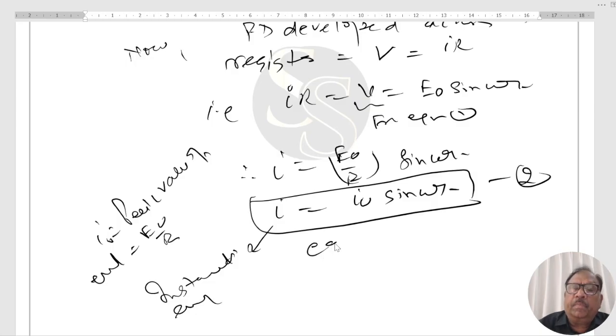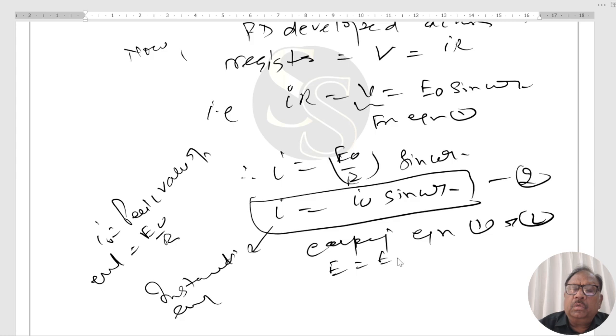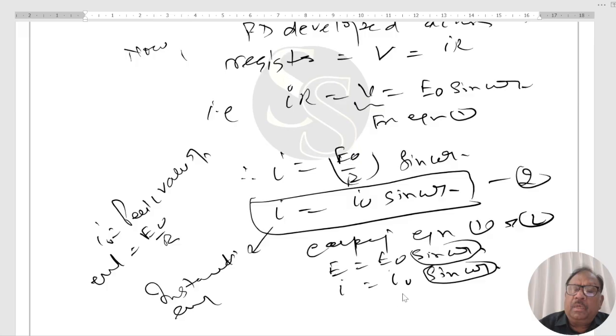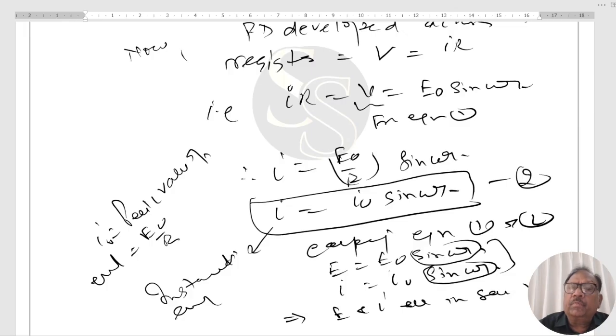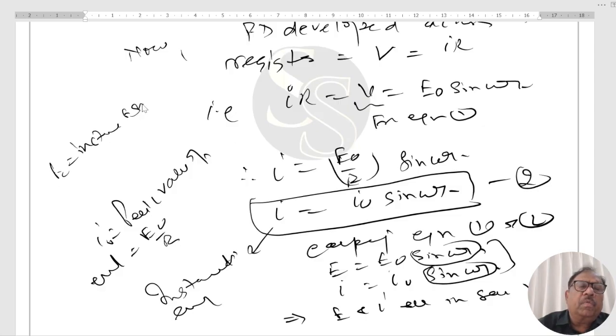Comparing equation 1 and 2, that is E equal to E naught sine of omega t and I equal to I naught sine of omega t. This is exactly the same, which means E and I are in the same phase. Here E is the instantaneous EMF and E naught is the peak value.